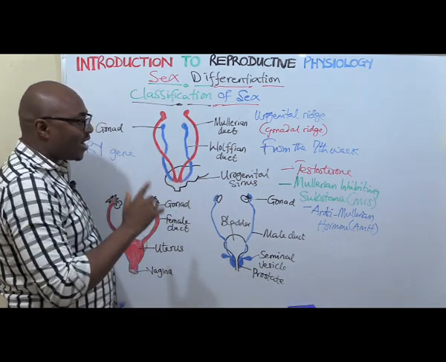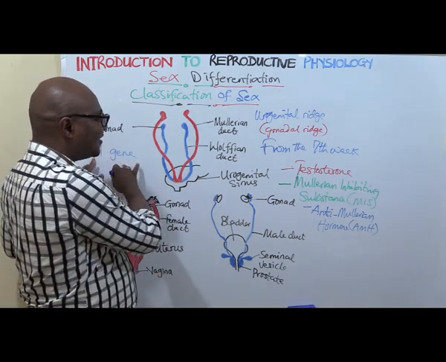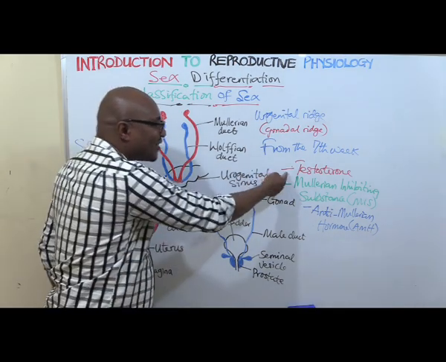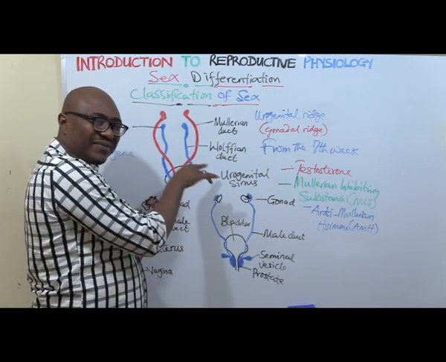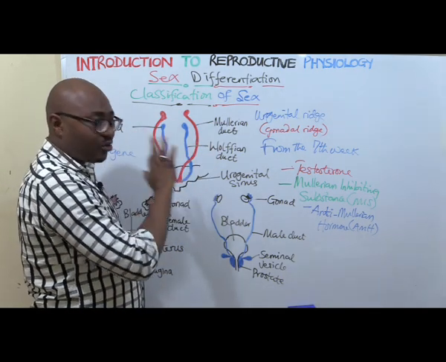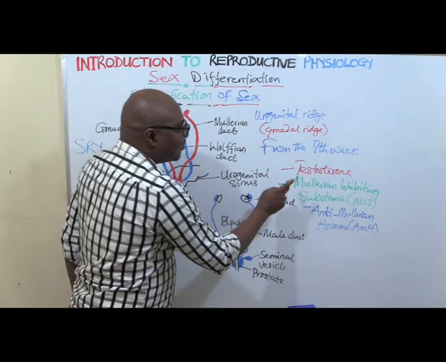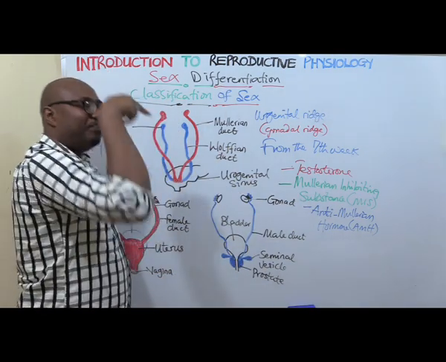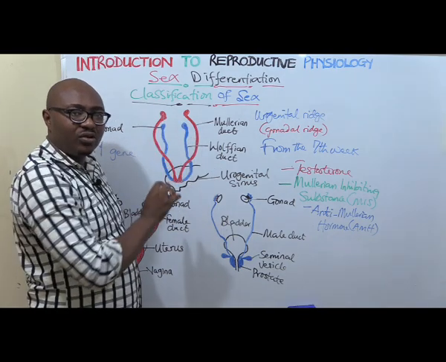Very important. Now, it is not just the presence of SRY gene and it will promote this. Number one, testosterone is promoting the development of Wolffian duct. Then, secondly, AMH or MIS is inhibiting the development of the Mullerian duct.